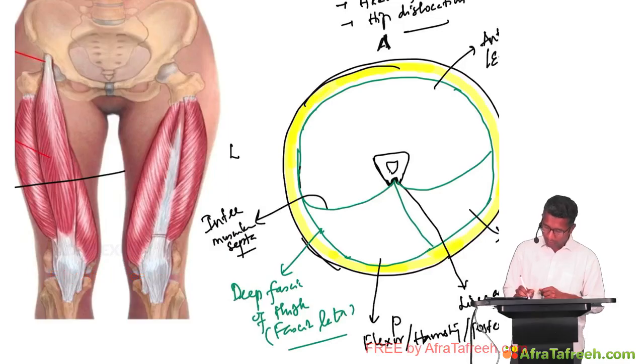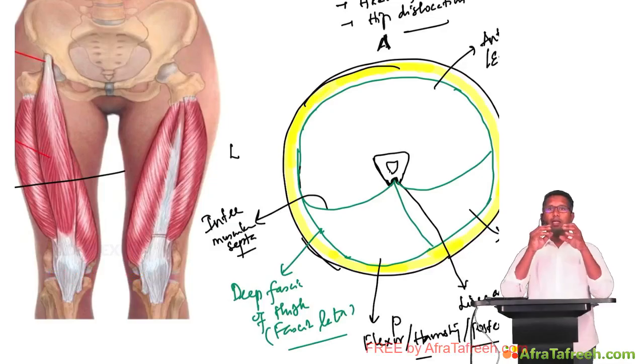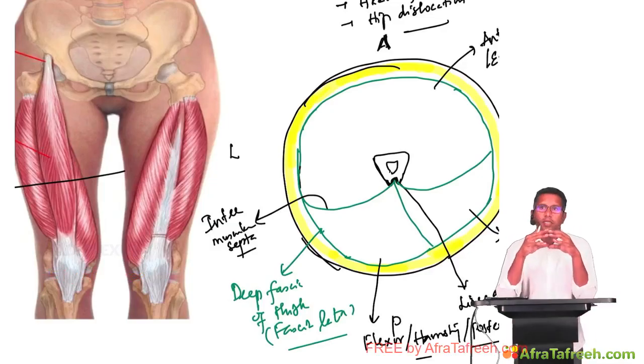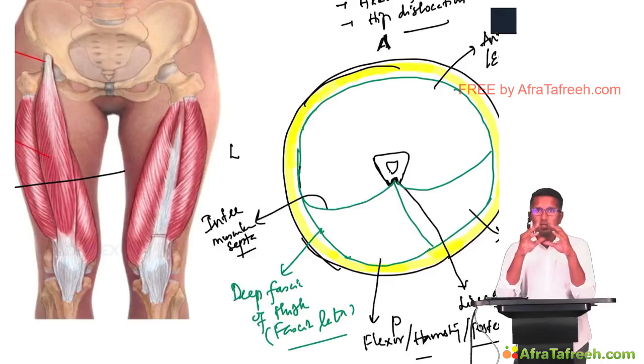So how many compartments are there in the thigh, guys? There are three compartments. You have the anterior compartment, the medial compartment, and the posterior compartment.